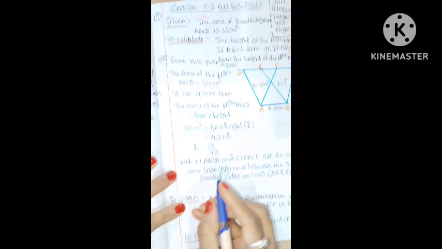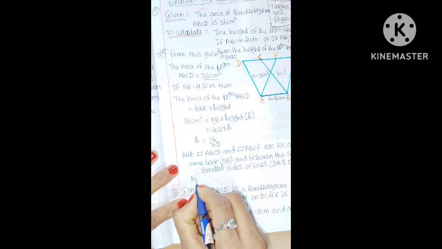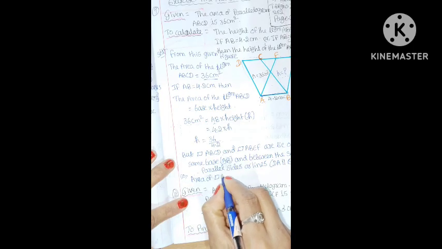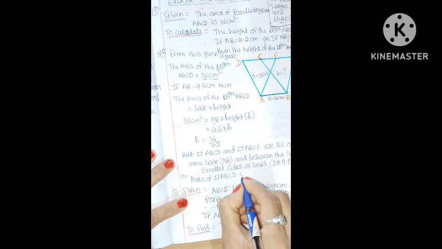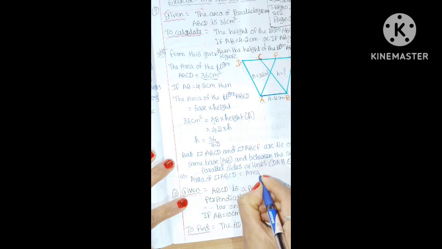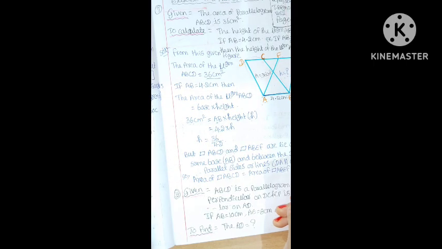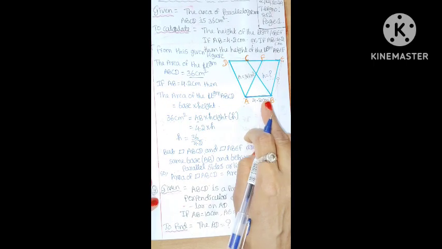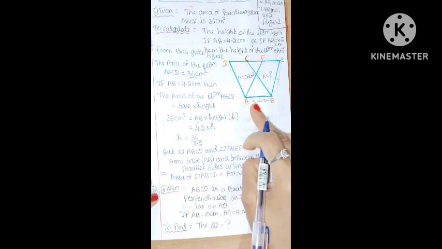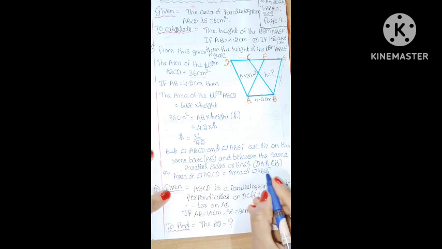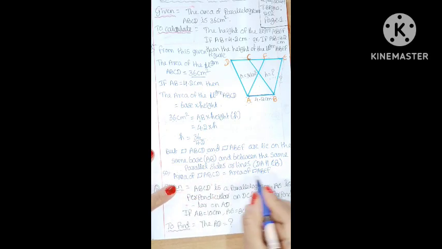So the area of parallelogram ABCD is equal to the area of parallelogram ABEF. Why is it equal? Are you understood? Because both parallelograms have the same base, and both are between the same parallel sides. So that's why both areas are equal.